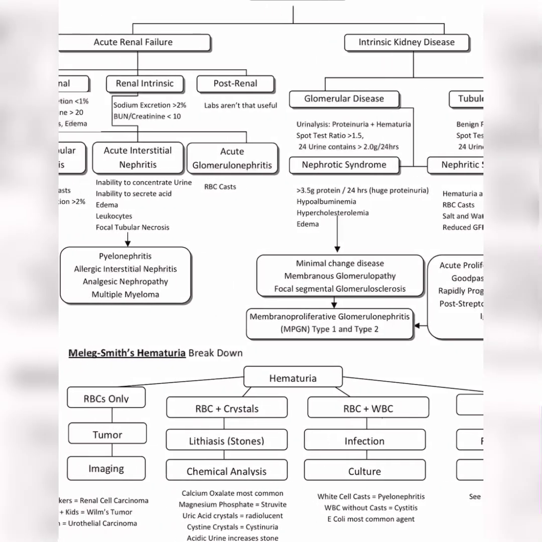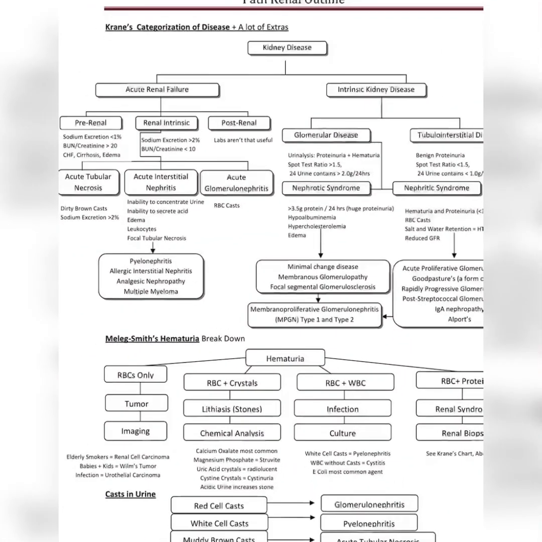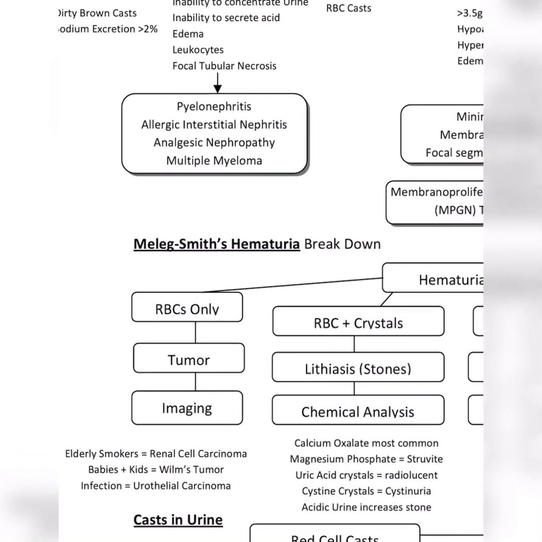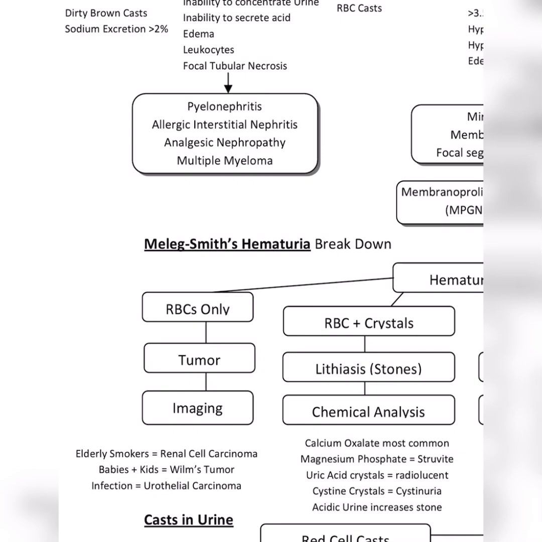So let's talk about hematuria. Hematuria means blood in the urine. It can be only RBCs. If you find only RBCs in the urine, then it can be a tumor of the kidney, so you need to go for imaging modalities. In an elderly smoker, it can be renal cell carcinoma. In babies and kids, it can be Wilms tumor, and if infection is there, it can be urothelial carcinoma.